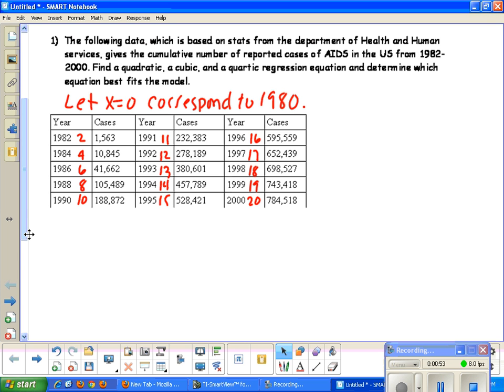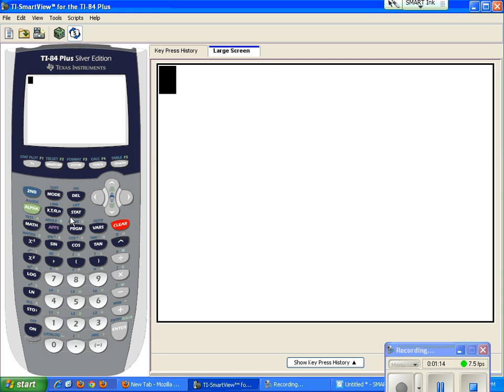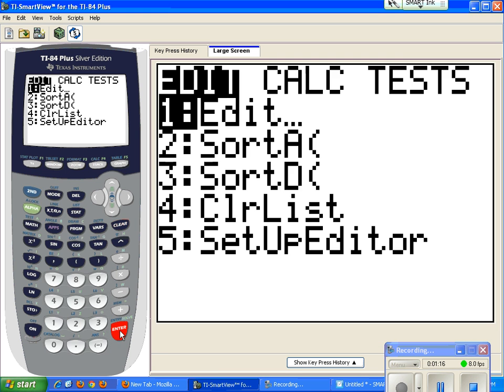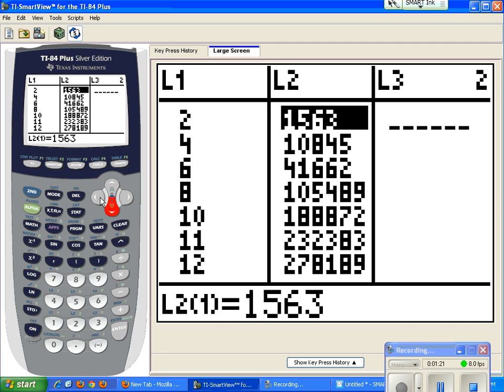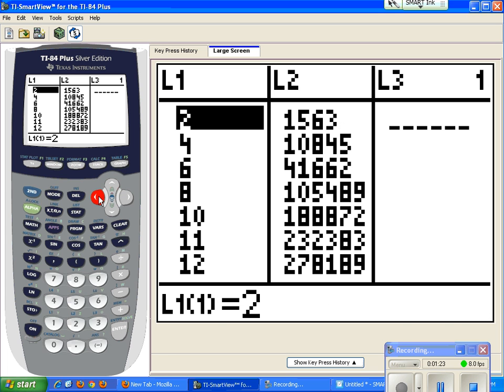Normally, if it doesn't say that, you would just plug the years in, but just to make it a little bit easier on us. So if 0 corresponds to 1980, then 1982 would be 2, 84 would be 4, 6, 8, 10, 11, and so on. So the years are going to be list 1, and the cases are going to be list 2. You're going to want to get out your calculator, so you can do this with me. In your calculator, of course, we're putting stuff in our stat plot, so stat and enter on edit. If you have stuff in your list, remember you can highlight it, hit clear, and then push down. I've already entered into my list, so why don't you pause this video and enter it on your own.